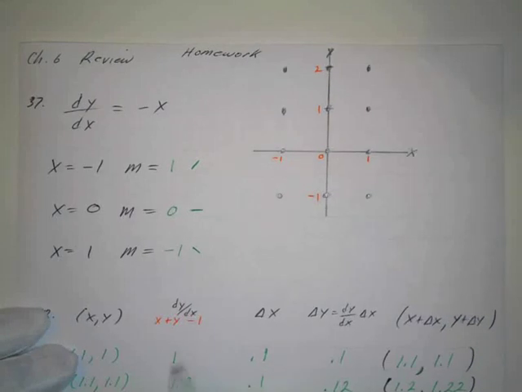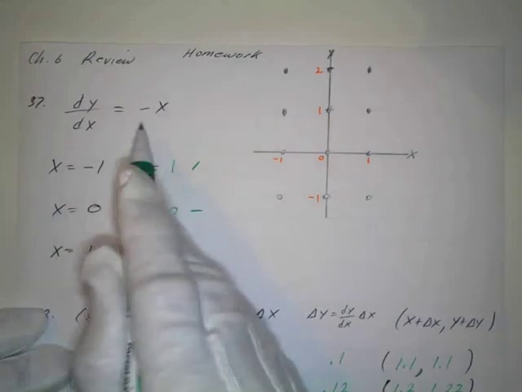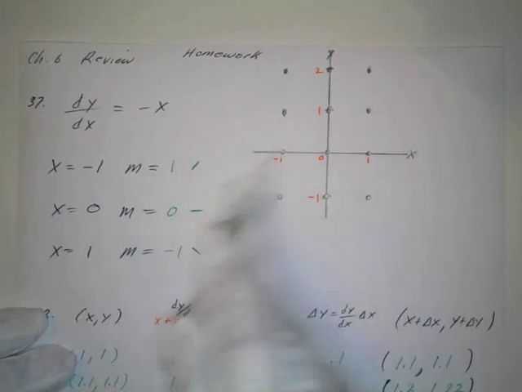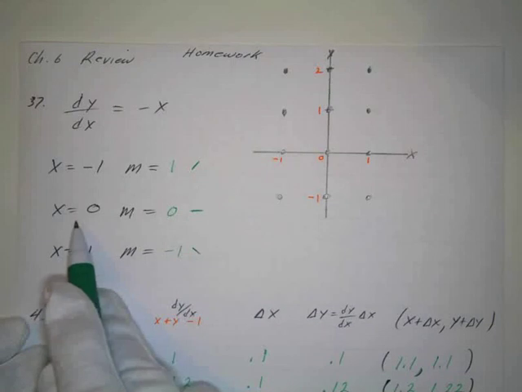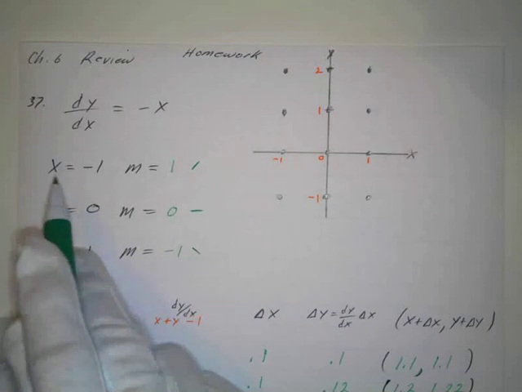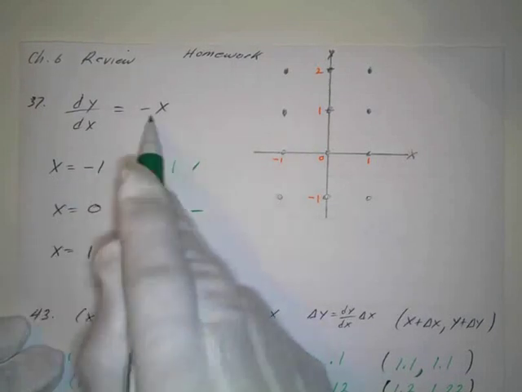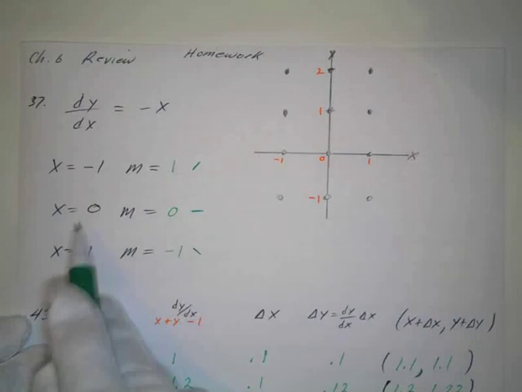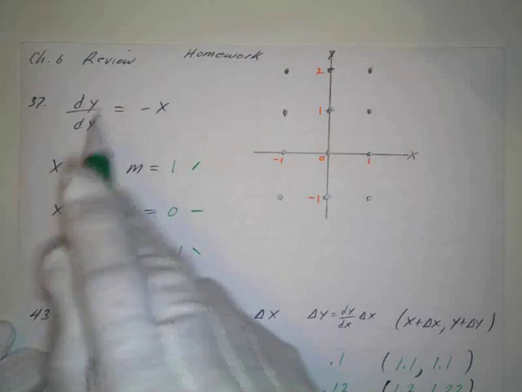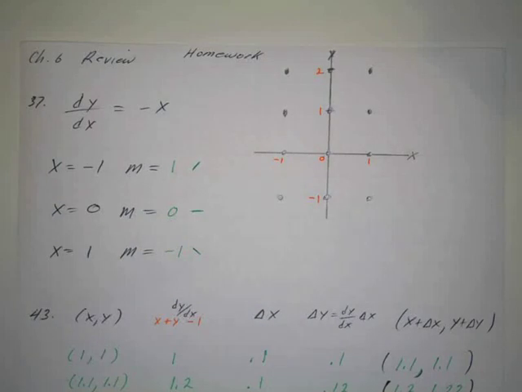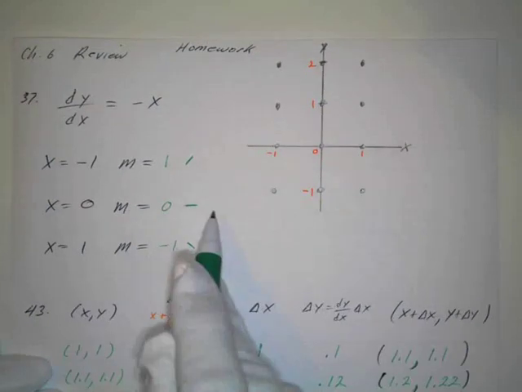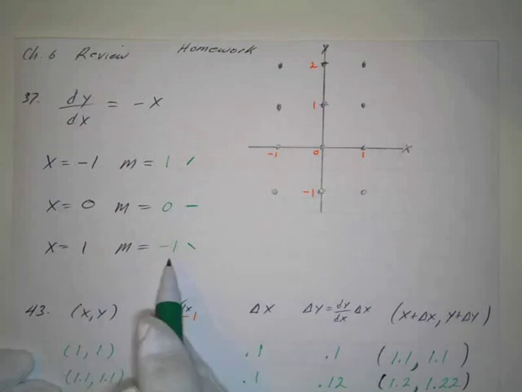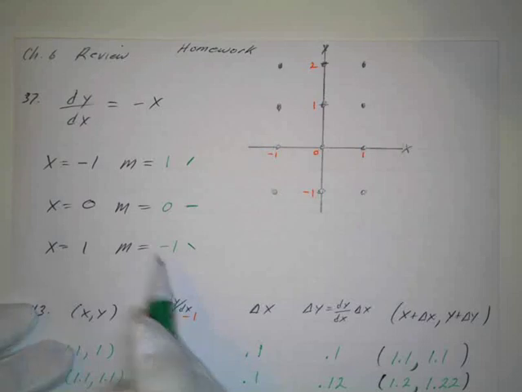I made my little pattern over here, which you should do. And then the slope is whatever x is, so whenever x is negative 1, which are all these values over here, the slope is negative x, so that would be positive 1. When x is 0, the slope is negative 0, which is 0, a horizontal line. And when x is 1, the slope is negative 1.